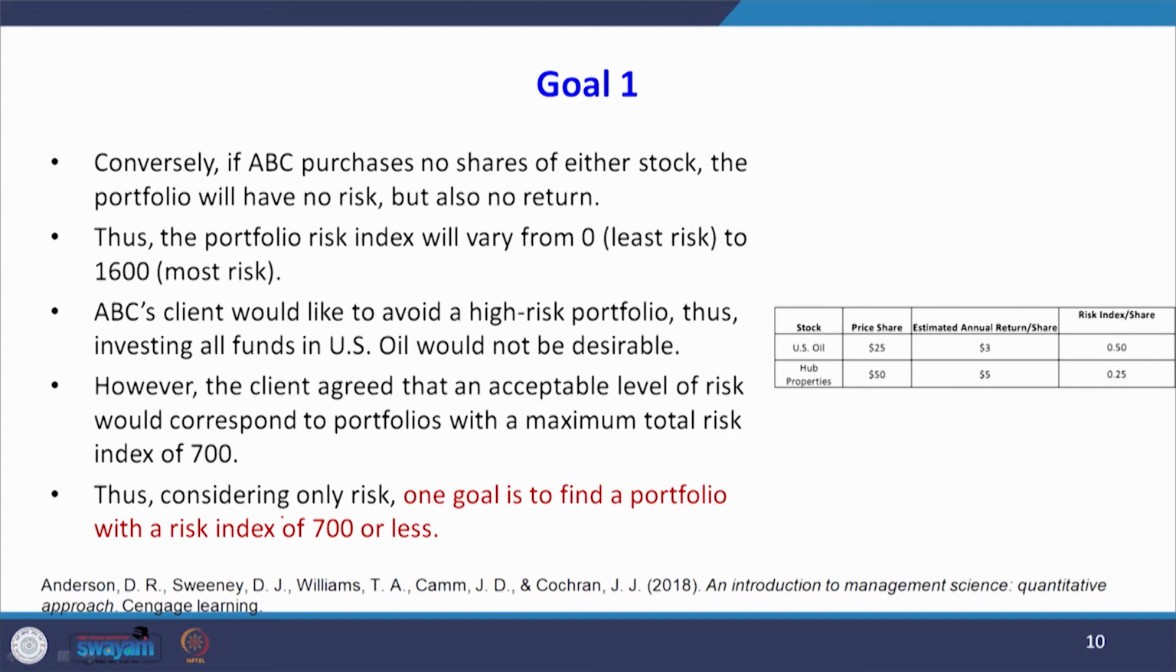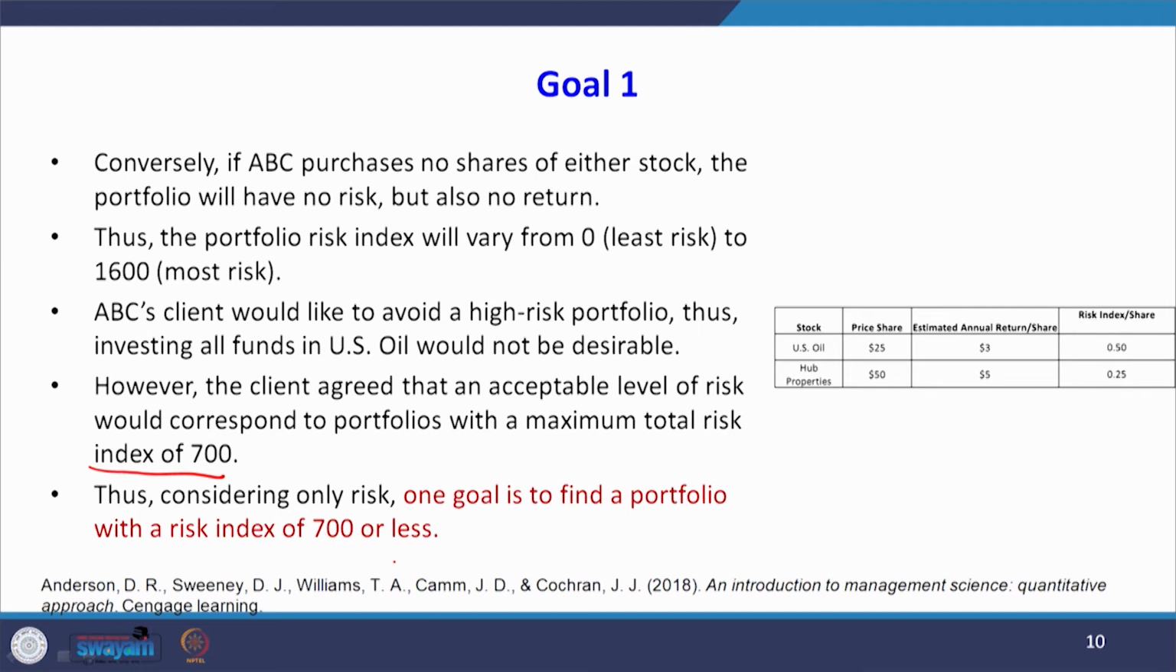However, the client agreed that an acceptable level of risk would correspond to portfolio with a maximum total risk index of 700. So, that client is agreeing to bear the risk of 700. Thus, considering only risk, one goal is to find a portfolio with a risk index of 700 or less. That is the first goal.